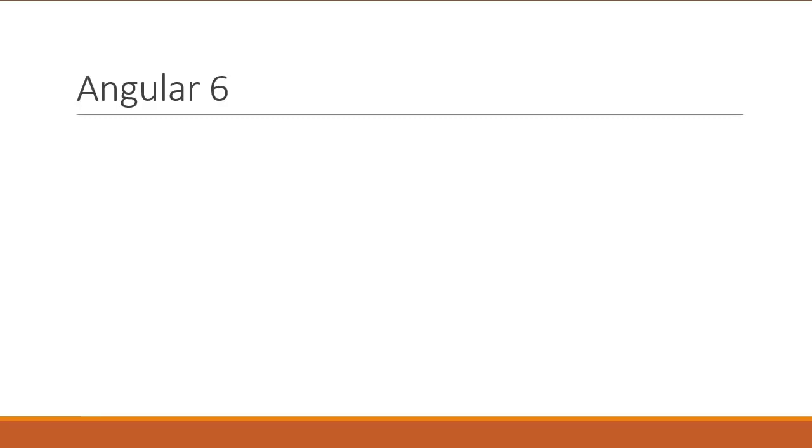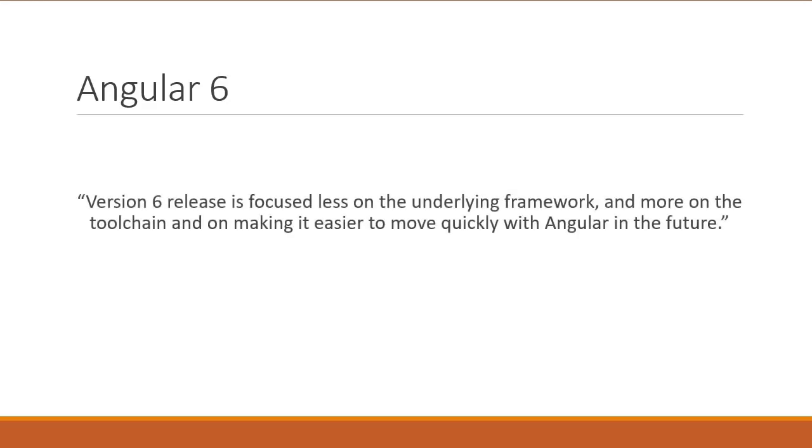Alright guys, Angular version 6 has been officially released. So let's take a look at some of the new features and changes in the 6.0.0 release. Now, as the official blog states, the version 6 release is focused less on the underlying framework and more on the toolchain and on making it easier to move quickly with Angular in the future.